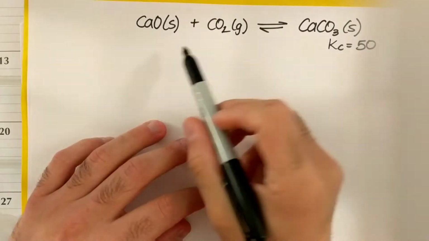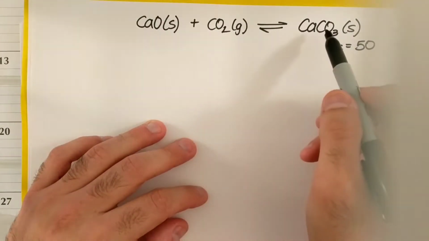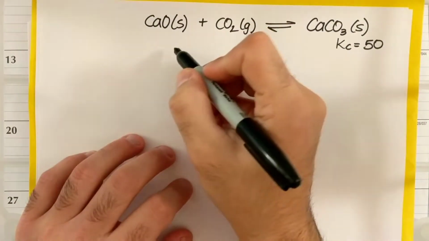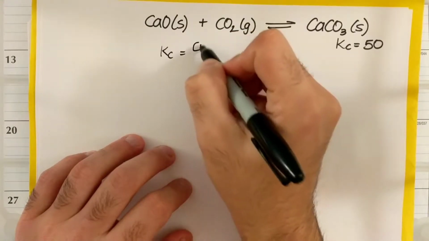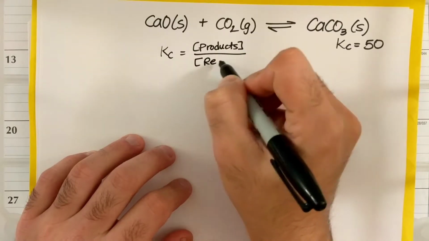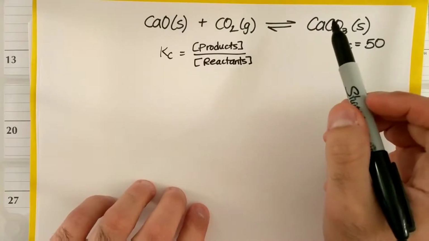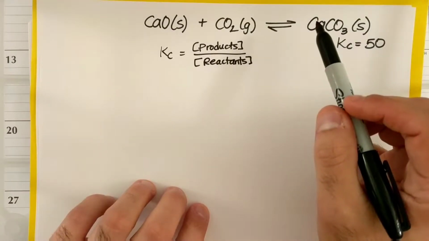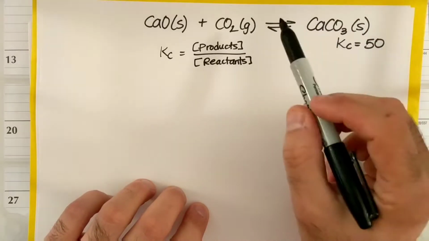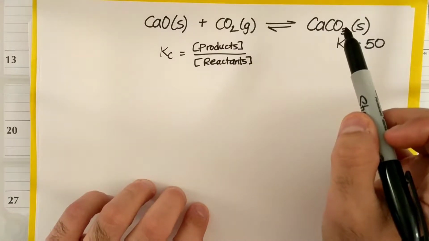First, I want to start off by writing a Kc expression for something like this. Remember, we don't include solids in our equilibrium expression, so a Kc expression is supposed to be the concentration of the products over the concentration of the reactants. And remember, solids and liquids are not written in the equilibrium expression because their concentration is constant. It doesn't mean zero, it doesn't mean that they don't have a concentration. It means that their concentration is constant.